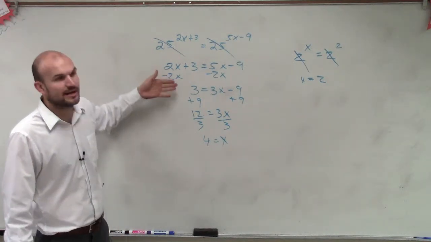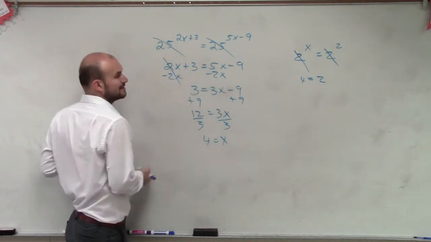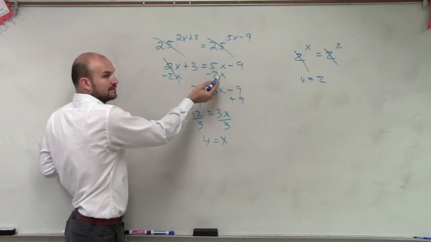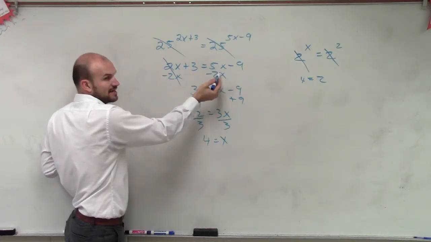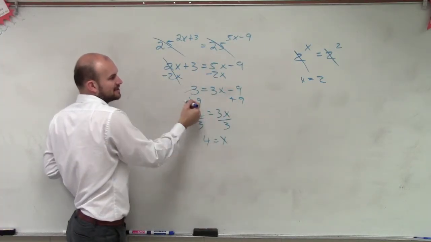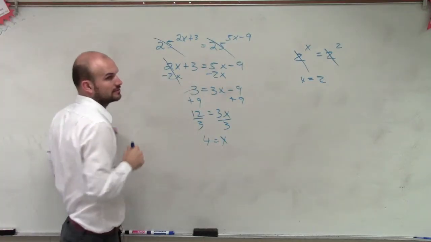I'm subtracting the 2x. 2x minus 2x is 0x. And you have to make sure whatever you do on one side, you have to do on the other side. So I'm just subtracting 2x on both sides. So that gives me this. And then I add the 9 to the other side, because remember, we want to isolate the variable.